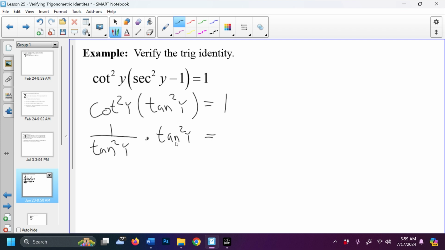and I can make this second one into a fraction, and when you're multiplying fractions you can cancel along the diagonals, so these two tangent squareds cancel. 1 times 1 is 1, and we are finished verifying that identity because we've got the left hand side and the right hand side being equal to each other.